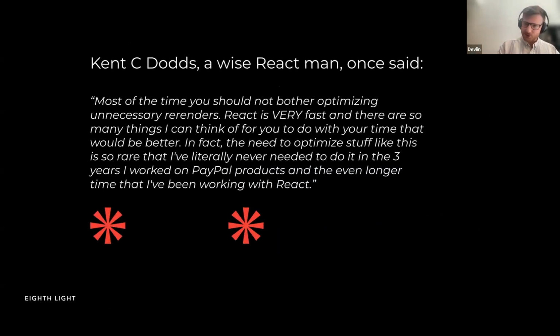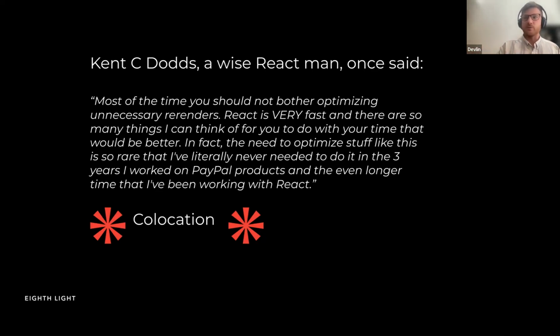So Kent C. Dodds, a wise React man, once said, most of the time you should not bother optimizing unnecessary re-renders. React is very fast, and there are so many things I can think of for you to do with your time that would be better. In fact, the need to optimize stuff like this is so rare that I've literally never needed to do it in the 3 years I worked on PayPal products and the even longer time that I've been working with React. Instead, they advocate for cleaning up your React code as much as possible first before trying to apply performance optimizations.